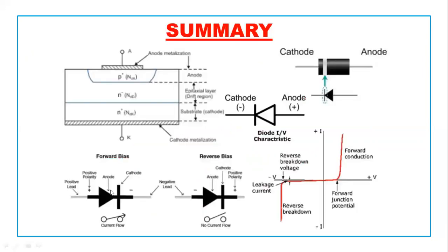This basically sums up all the things we have discussed today. The structure is there. Then the cathode and anode diagram, the IV characteristics, and the forward bias and reverse bias conditions. Based on this only we have drawn this IV characteristic. And then we have the reverse recovery characteristics also, which I have not included here.